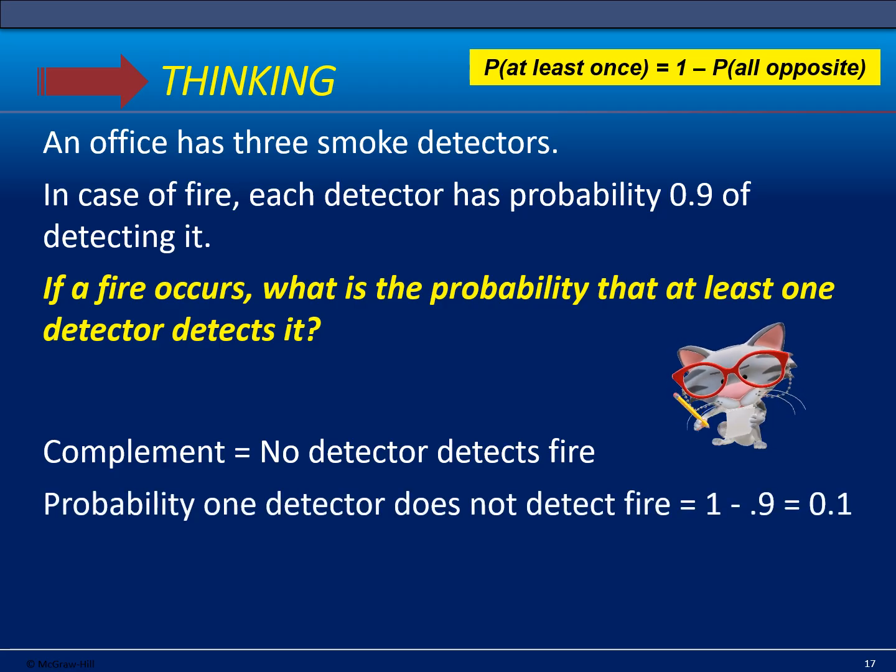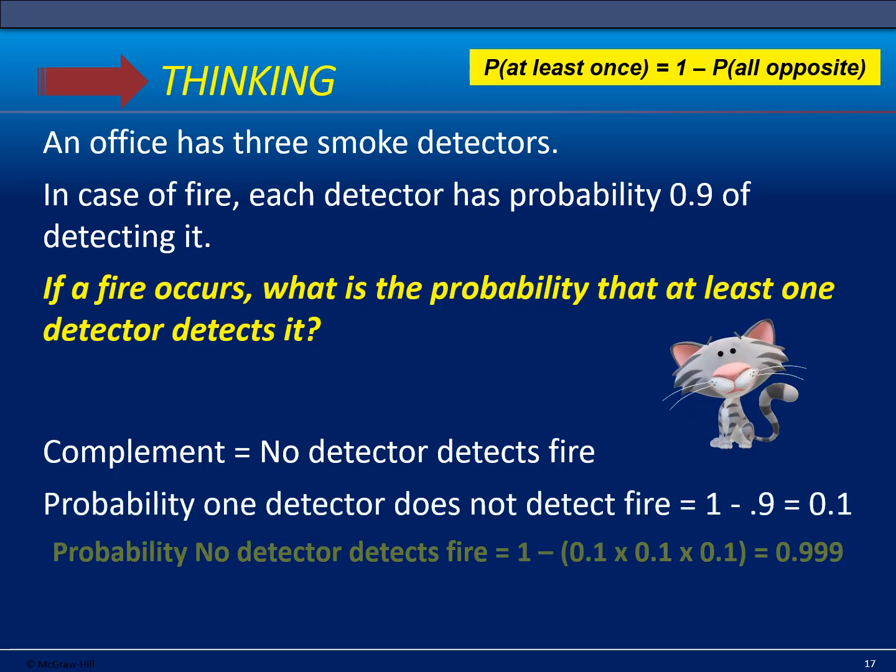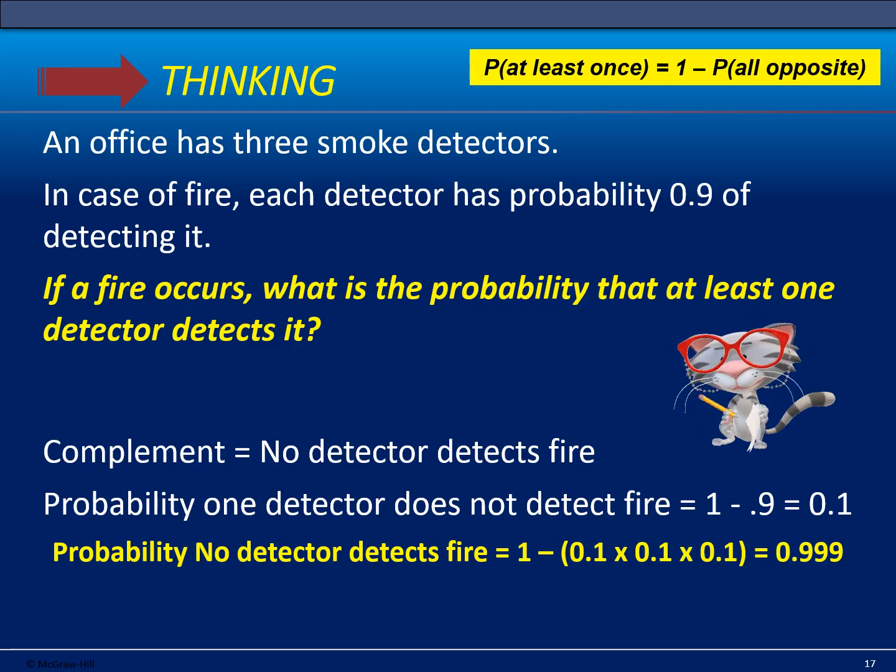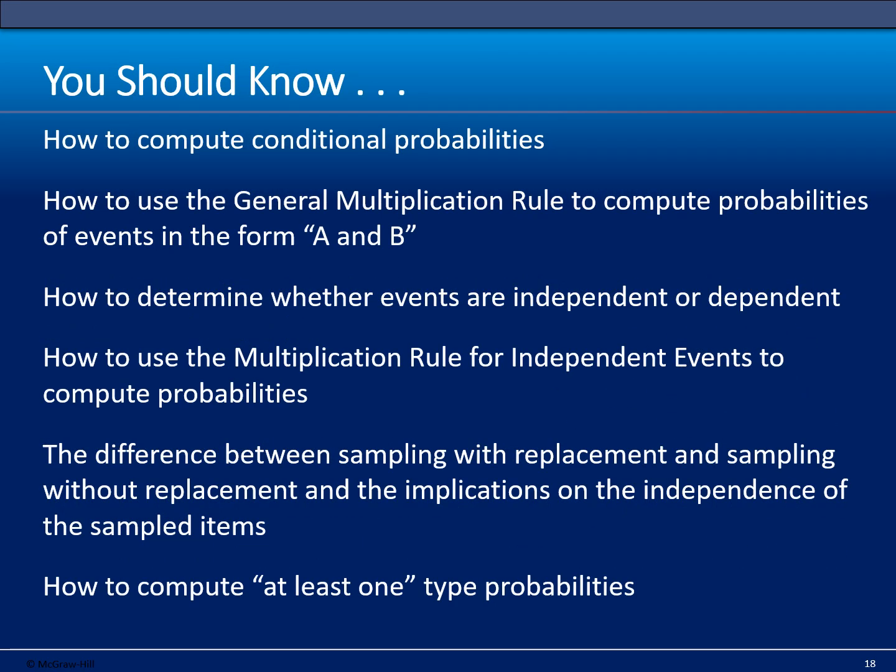The complement again is that no detector detects the fire, and we've got the 0.1. I went through it really quick, but you can pause it, and you can see that it's 1 minus 0.1 cubed. Again, here are the things that we needed to learn. Hopefully you've got that. If not, you can go back and review.